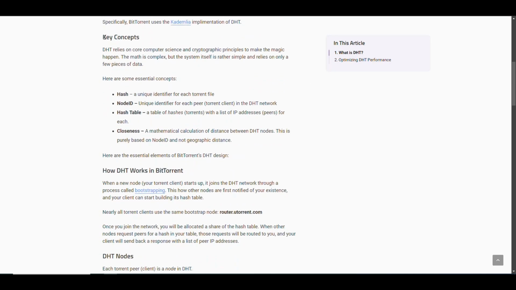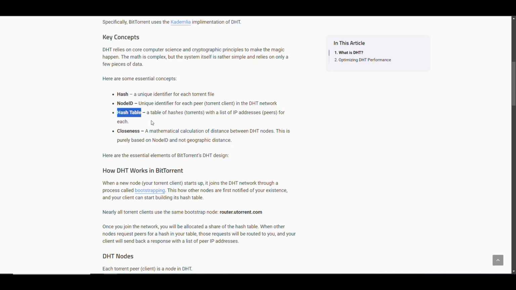And here we have the key concepts of this, the hash, which is a unique identifier for each torrent file. So when you look at the magnet link, it'll have a hash. That's what this is talking about. And then there's a node ID, which is a unique identifier for each client in the network. So like when you join the network, your client is assigned a unique ID. And that's how people can know who you are and how to get the files from you.